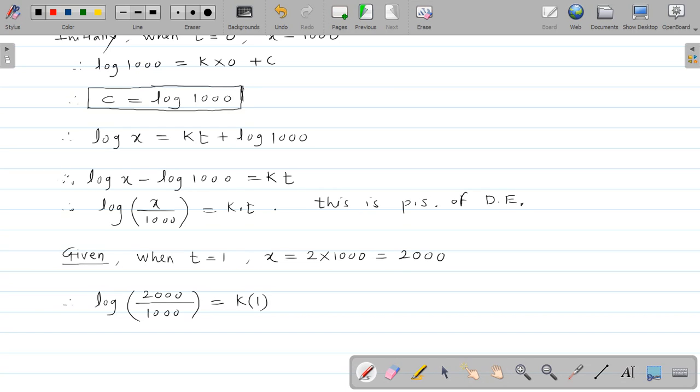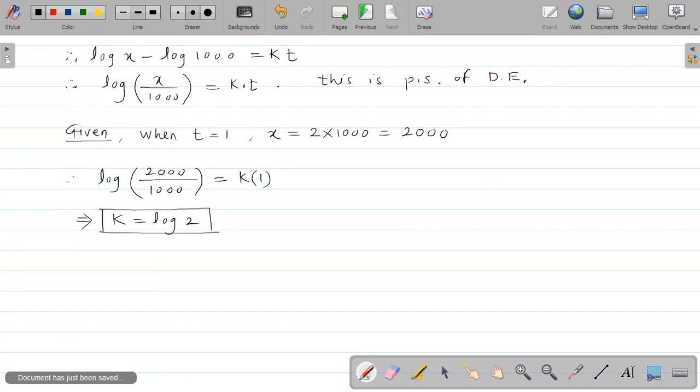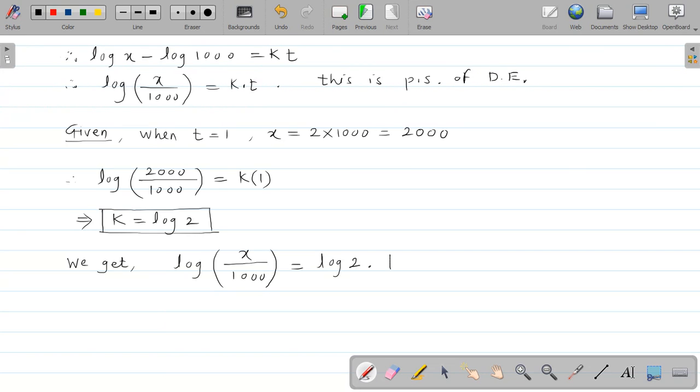Now by this you will get the value of k. So that implies k is equal to log 2. So we get the value of k. As we discussed in all the steps, after getting the value of c by using the initial condition, then by using the given condition we get the value of k. Now rewrite the equation. After getting the value of k, we get the equation, that is log of x upon 1000 is equal to k into t, that means log 2 into t. So now this is a very important equation that we have obtained here. Say this is equation number 1.